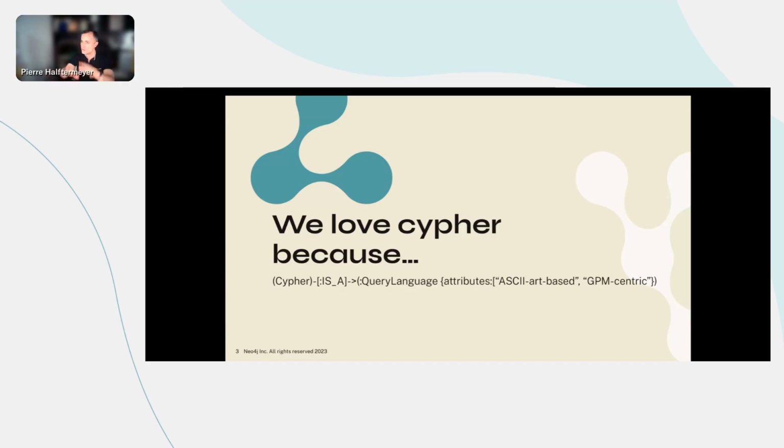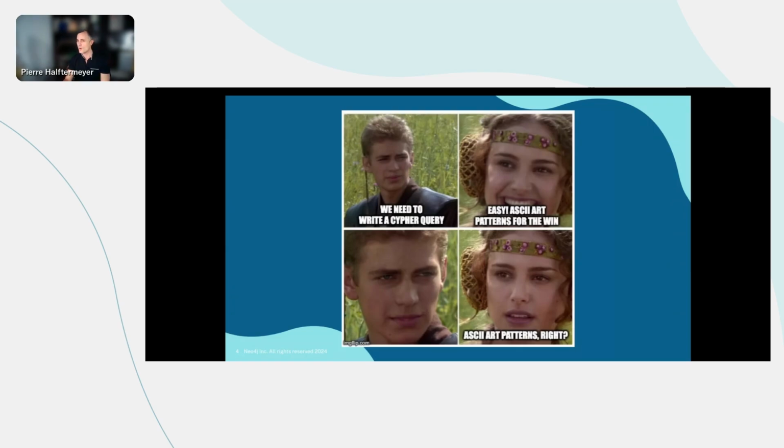So we like to draw our patterns with parentheses, with arrows, because it's cool. When you learn Cypher the first day, it's like, wow, that's great to code like this. So we like that. And when we want to build a Cypher query, what we know is it's easy. It's ASCII art, patterns, drawing, and that's it. We have our query. But sincerely, it's not always the case. Sometimes it gets more complicated.